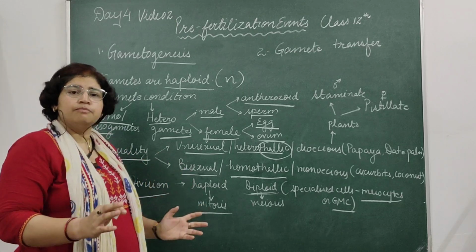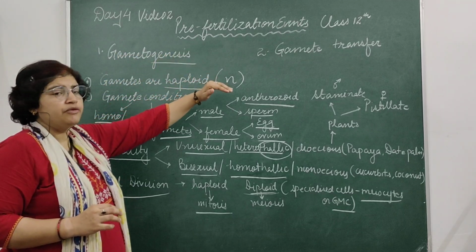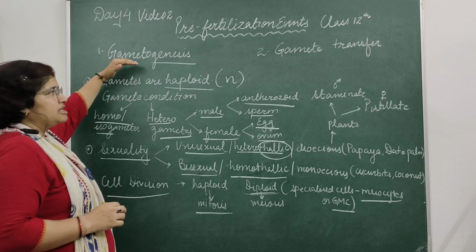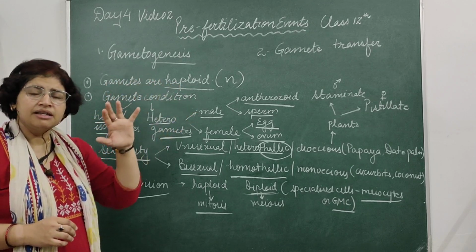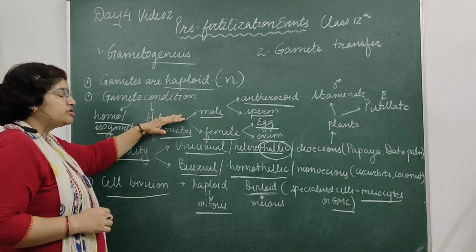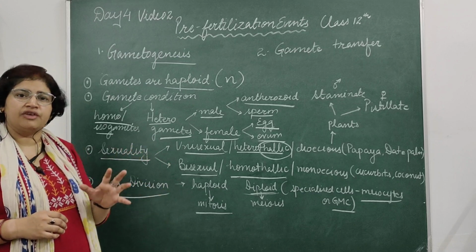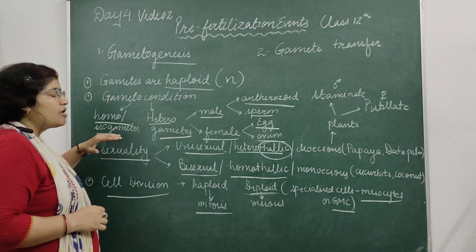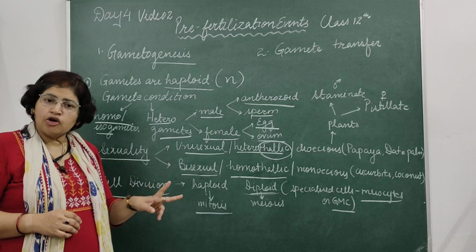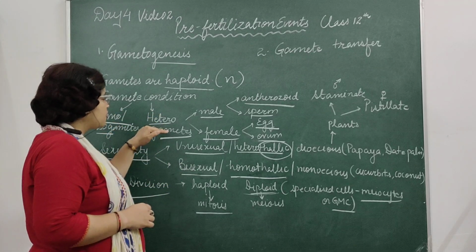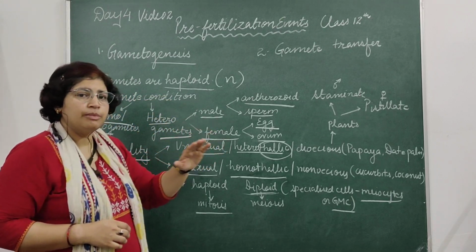Once the gametes are formed, they are meant to transfer from one body to the other. So here in pre-fertilization event, let's revise this part. Gametogenesis means formation of gametes. Gametes are generally haploid in nature, bearing a single set of chromosomes. Then the gametes condition: if the organism produces similar types of gametes, meaning similar morphology and structure, that condition is known as homogametes or isogametes. If the organism produces two different types of gametes, with different morphology and structure, such gametes are called heterogametes. So we have different names for male as well as female gametes.